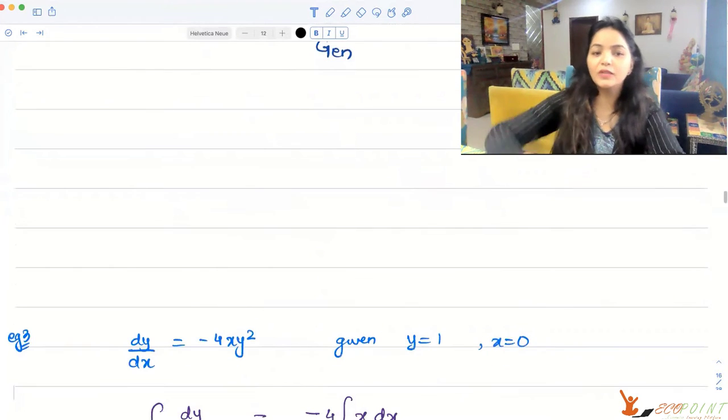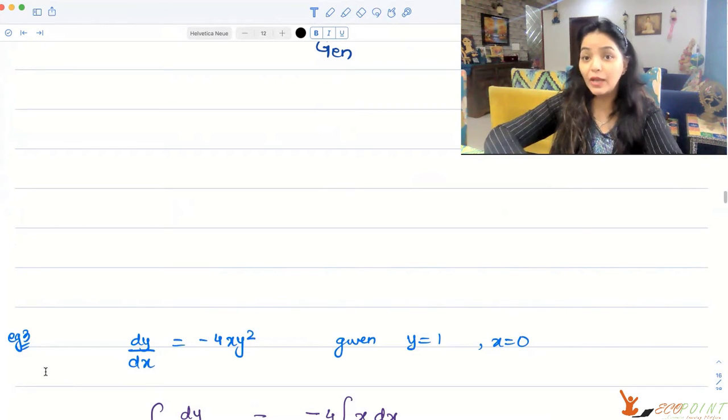dy by dx is equal to minus 4 times x into y square, given that y equals 1 when x equals 0. I want you to find the particular solution for this x and y. So find the general solution, then put in the values and find the particular solution. I would like you to do that.